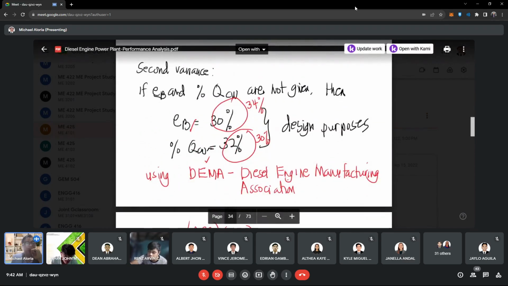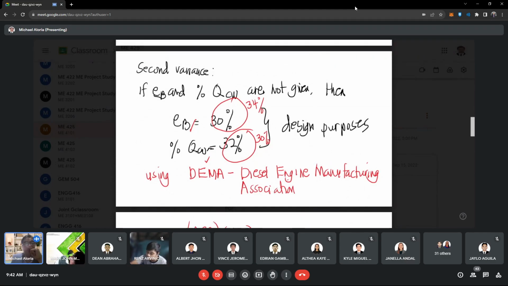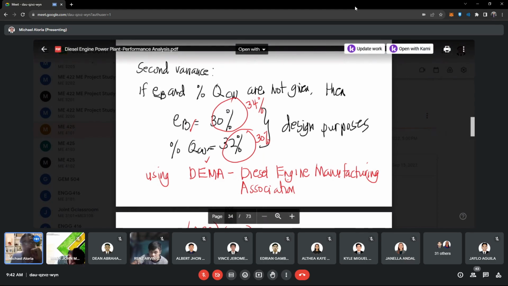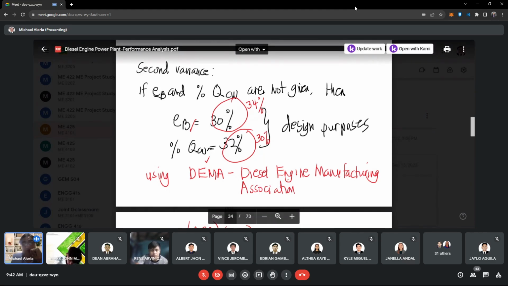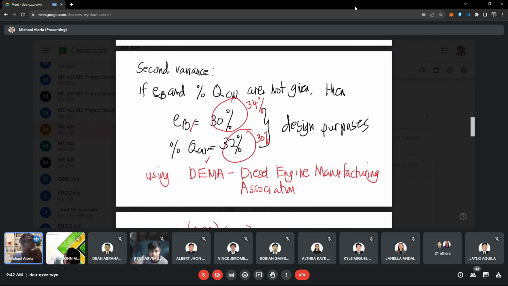Second variance, no? Hindi daw ibibigay naman ang brake thermal efficiency and then percent QCW. Pwede ka namang mag-assume. Pag hindi ibinigay, you can assume this value, no? Brake thermal efficiency is 30%, pero at most 34%. Kapag ikaw ay nagde-design, for design purposes, you will use the minimum value for brake thermal efficiency. Ganun yon. Hindi mo gagamitin yung maximum. Pero pagka losses, you will consider the maximum value rather than the minimum value.